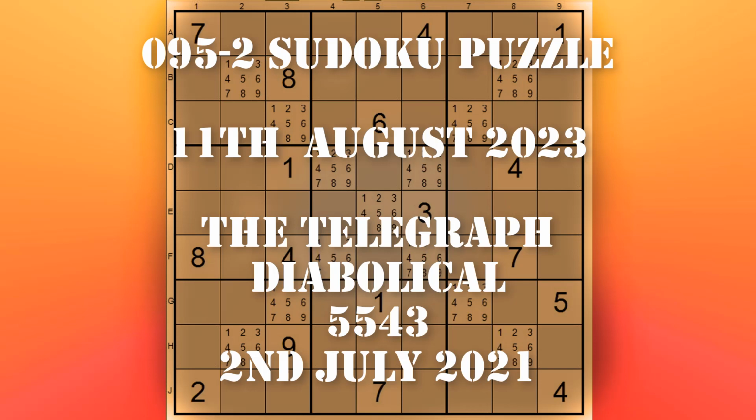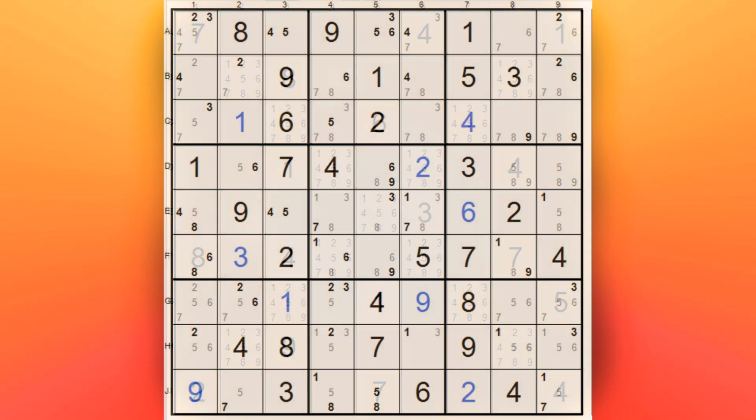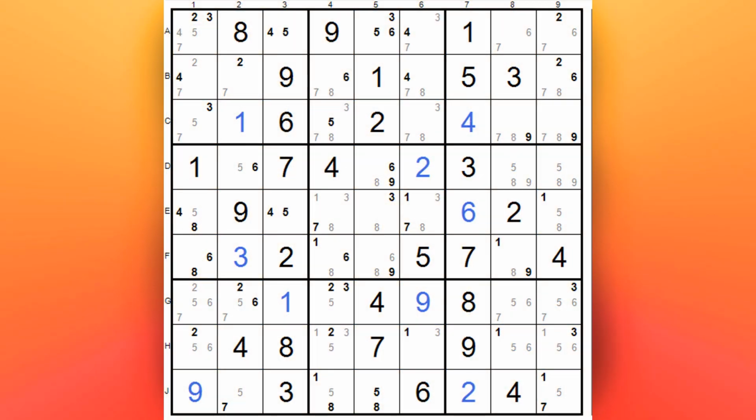This is Oliver coming to you from Youghal by the Sea here in Ireland over in Europe, and we are going back through the archives of the Telegraph newspaper looking at their Diabolical Sudokus. Now, part one of the two-part videos we've used the basic solving techniques, and if that doesn't solve it, then we come up with the part two video, and that's why we have this part two video, because we didn't solve it. And this is as far as we got with part one.